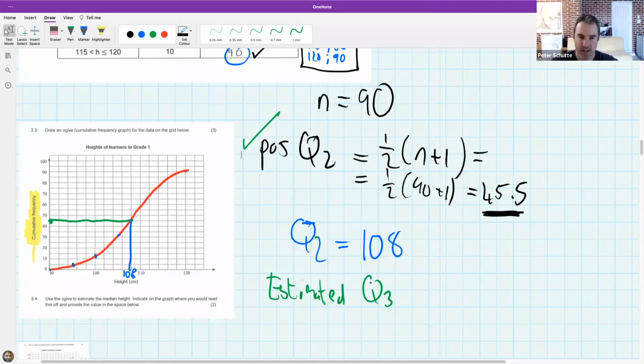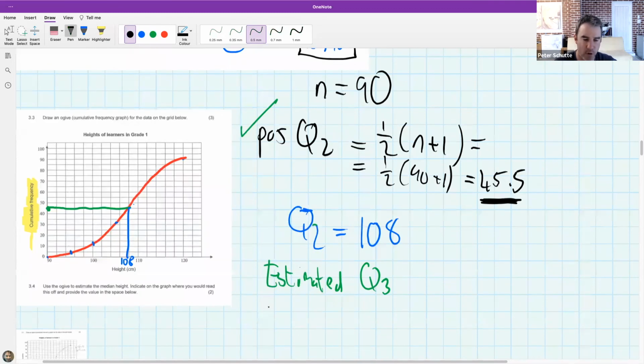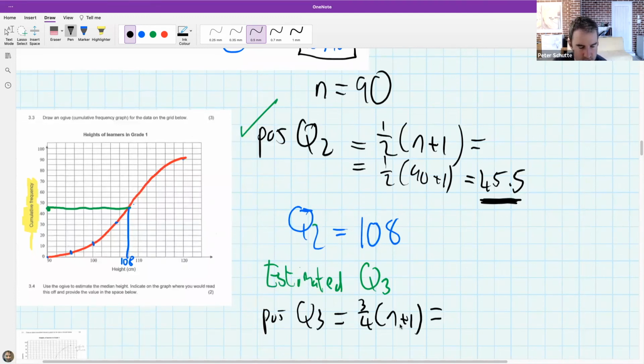Thanks, Mr. East. Pleasure. So Prince is asking, what is the formula to find the position of the upper quartile? To find the position of the upper quartile, it's just going to be 3/4 times n plus 1. So who can tell me in the chat, what is the position of Q3 going to be? We still have to calculate what Q3 is in this grouped data set.